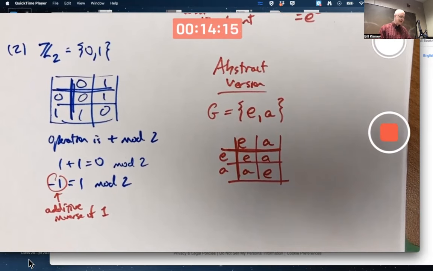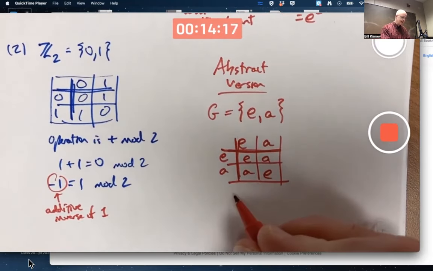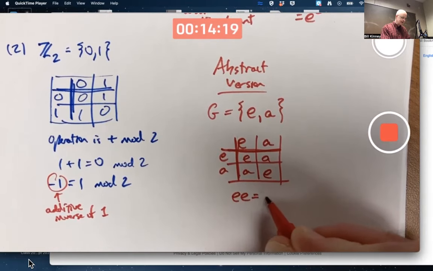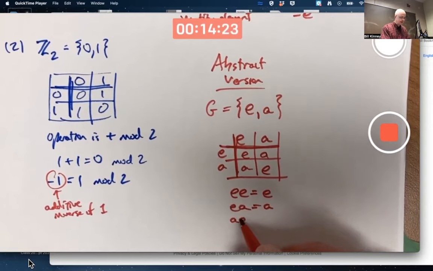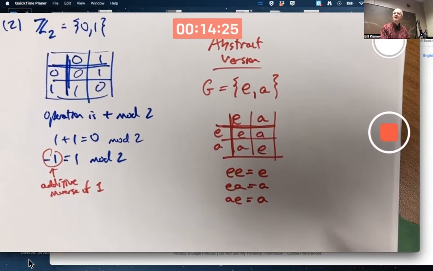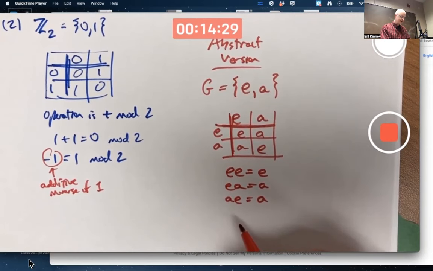We see that E is the multiplicative identity. E times E is E. E times A is A. A times E is also A. This group operation is commutative. It's the identity.